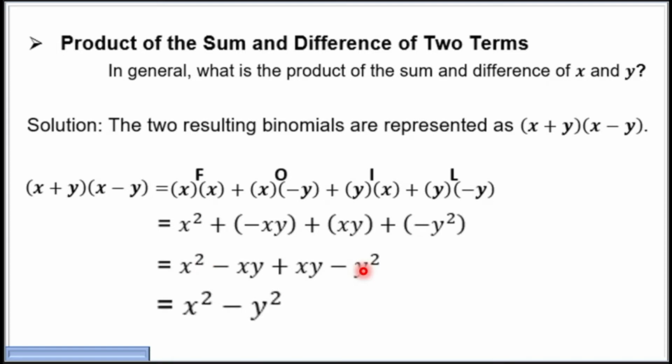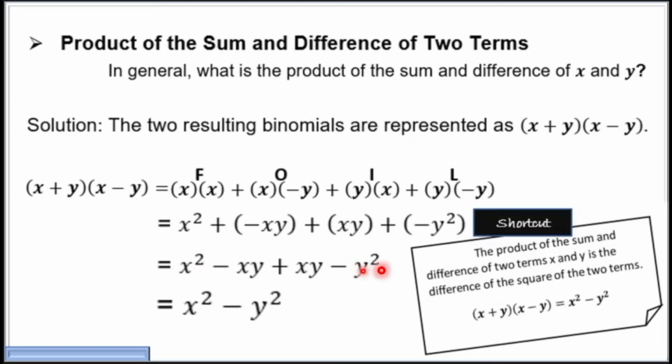Okay. So, the shortcut, the product of the sum and difference of two terms x and y is the difference of the square of the two terms. Difference of the square. Difference meaning minus of the squares or the square of two terms. Square sa duha ka term, x and y man, so square na to. Okay? Nawa, shortcut ra ni bali.